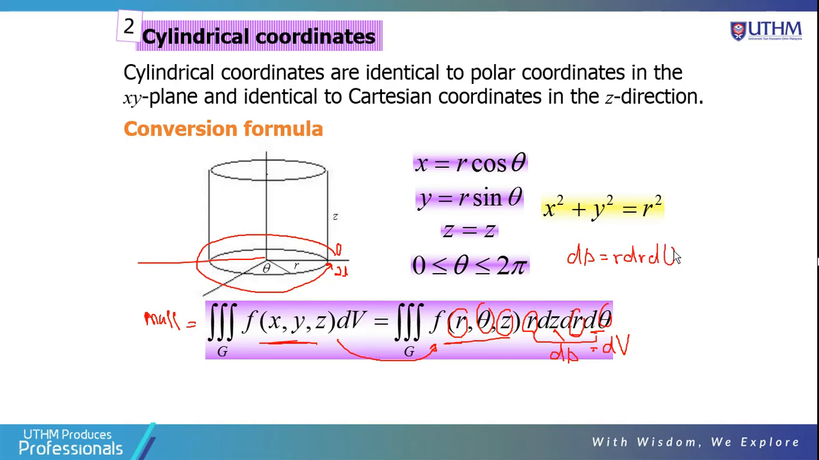So for the dV you need to multiply with the dz: r dr d theta. Commonly we bring the r forward here, and then rearrange it as dz dr d theta. So this is the form for the cylindrical coordinate. Let's solve an example.